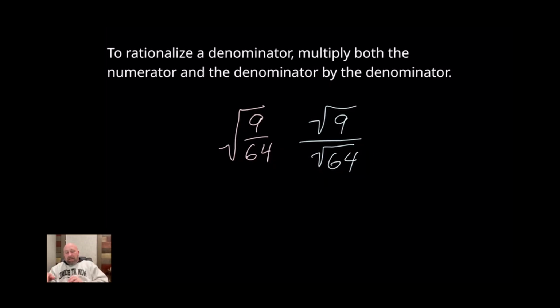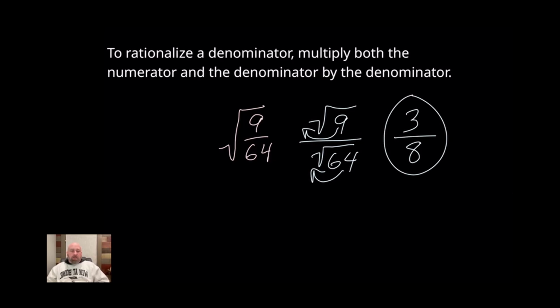Now, this one is a really easy one because this obviously solves out. So what is the square root of 9? That comes out to 3. What is the square root of 64? That comes out to 8. Your answer is 3 over 8. This one automatically rationalizes, okay?